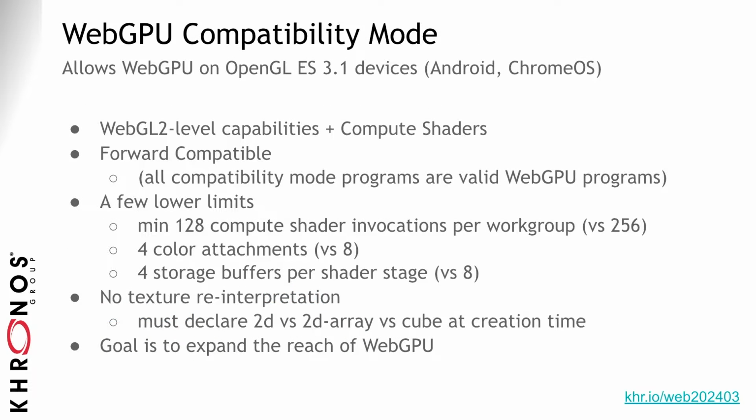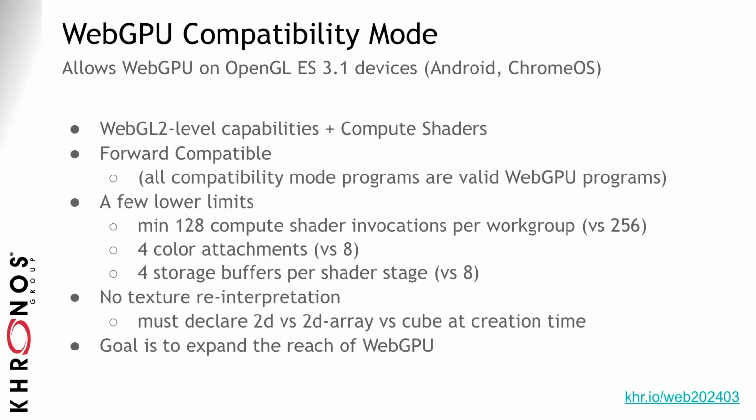Compatibility mode has come up. So compatibility mode is taking WebGPU and running it on even older devices, in particular OpenGL ES 3.1. So you can kind of consider this like WebGL 2 plus compute shaders. And the idea is that it's forward compatible. So if you write a compatibility mode WebGPU app, it will just run on any device that runs the full WebGPU. There's just some limits you have to meet.